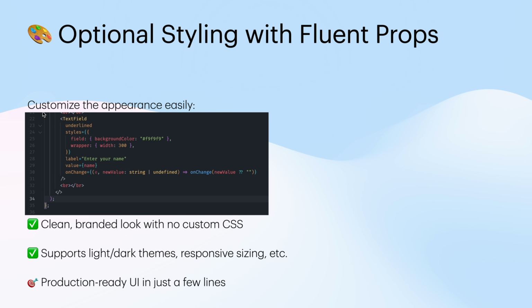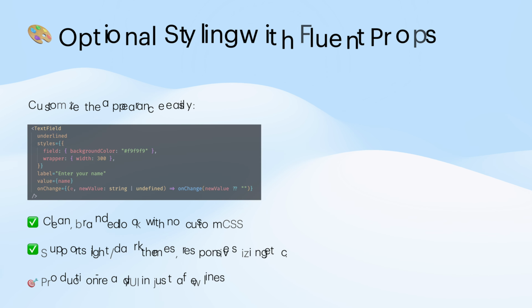One of the best parts of Fluent UI is how customizable it is. Let's say we want to tweak how our text field looks. We don't need external CSS. Just use the styles prop. Check this out. With this, you can control layout, color, padding, and responsiveness, all in a clean and maintainable way. Plus, it supports light and dark themes automatically.